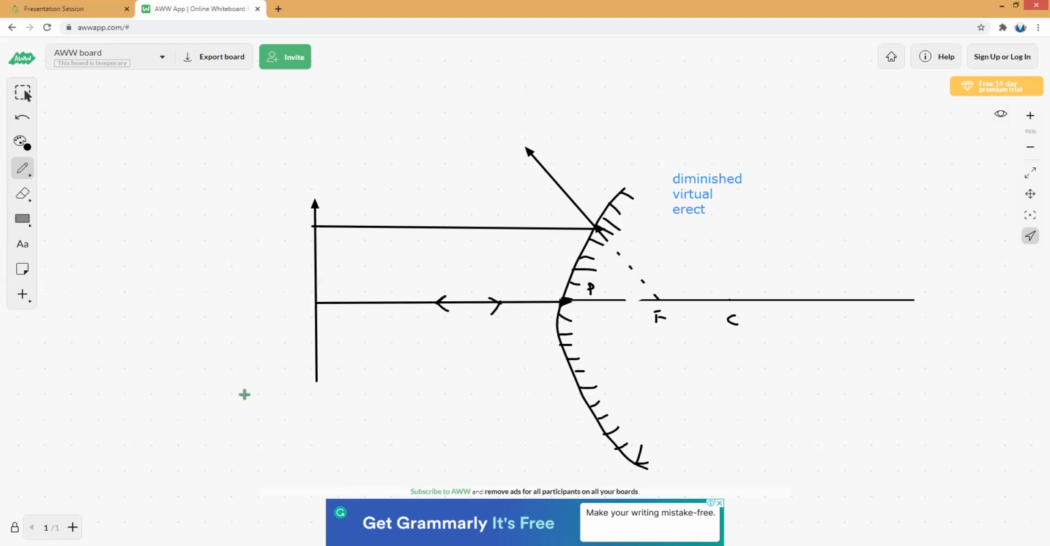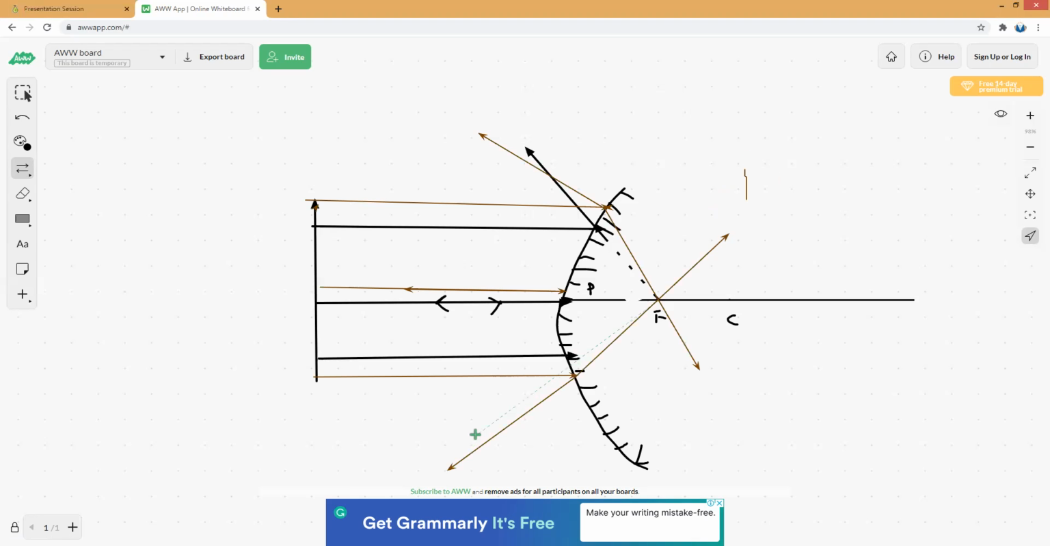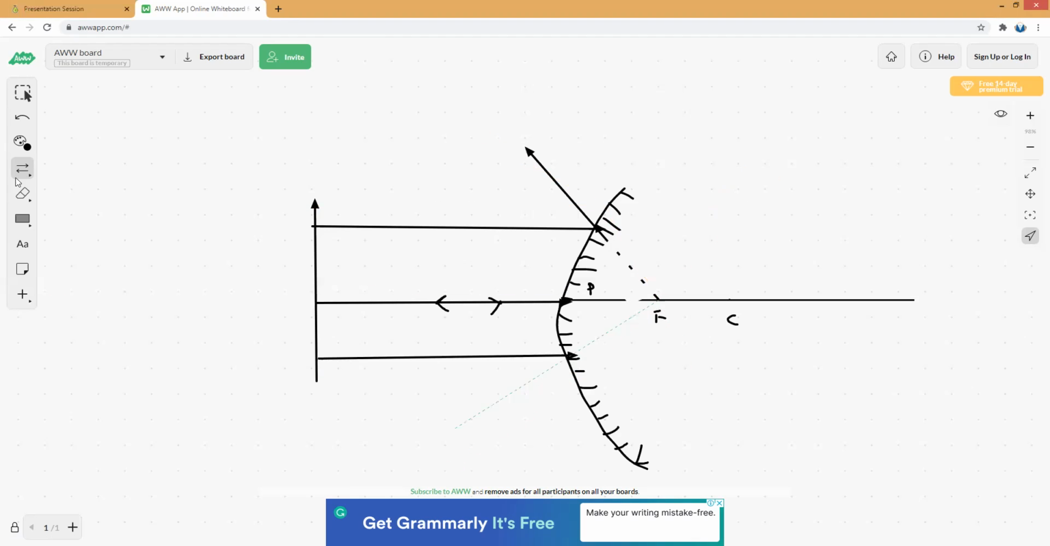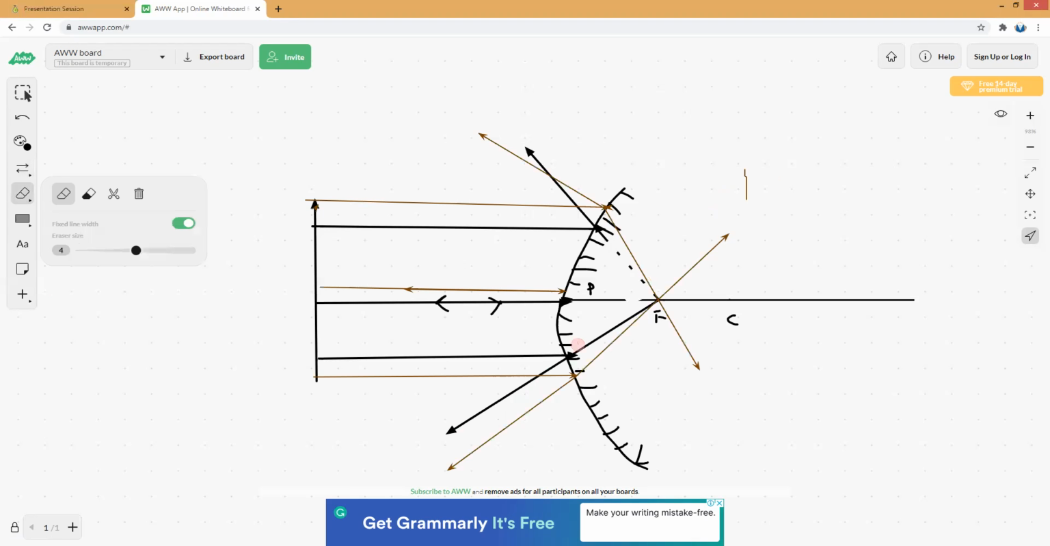The third one is the same thing, parallel to the principal axis. Now it touches the focus. Yeah, it touches the focus. What is happening? I don't know. Wait, okay, I'm clearing it. Okay, it's done.